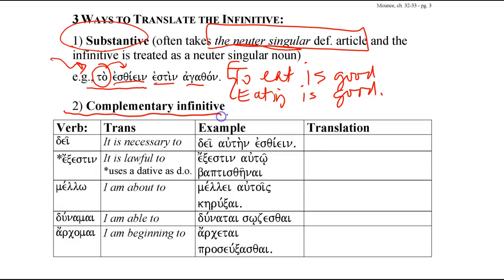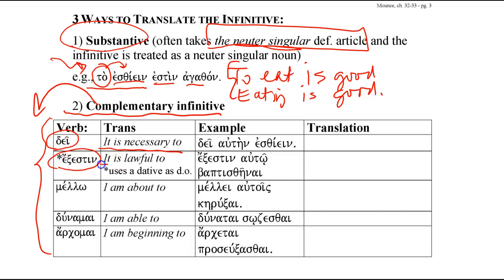Another easy way to spot the use of the infinitive is that oftentimes infinitives are complementary. That means they're attached to the main verb. So here are the most frequently used ones, and this is not exhaustive. We have dei, which means it is necessary to. So this is all new vocabulary. You're going to be learning this as part of your vocabulary this week.